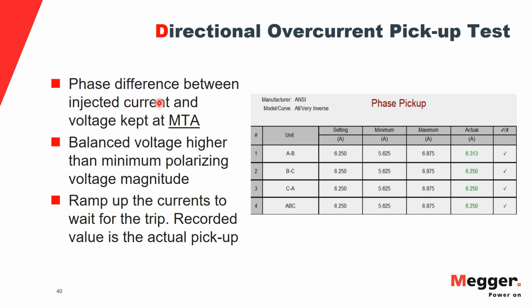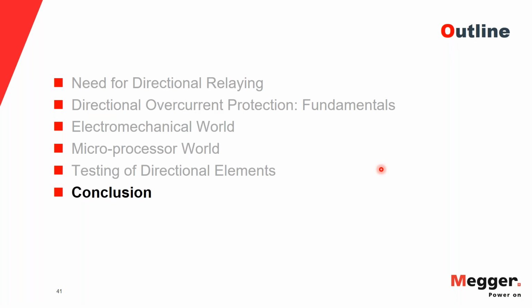So the directional overcurrent pickup test, the way to do it in microprocessor relays, is you provide the phase difference between your injected currents and voltages exactly at the maximum torque angle, and you provide a value of balanced voltages higher than the minimum polarizing voltage magnitude, and then you basically increase the currents and wait for when that time overcurrent element trips. So here I use the 51P element. So you're basically measuring the pickups, not the timing. You can also do a timing test, which I have not shown in the slide here.